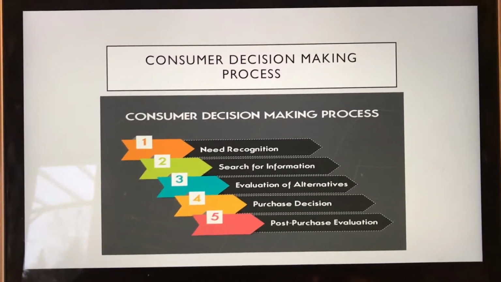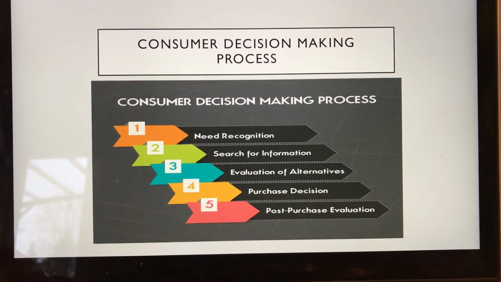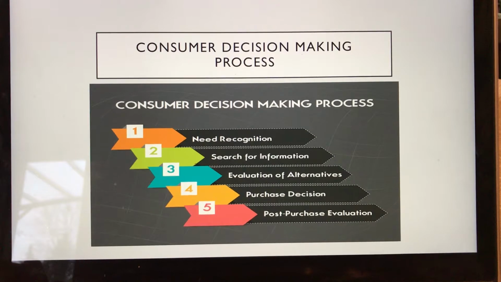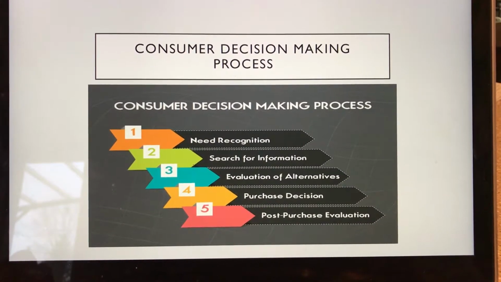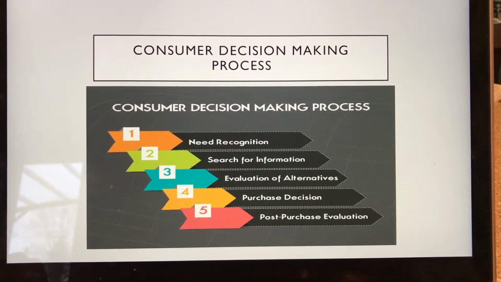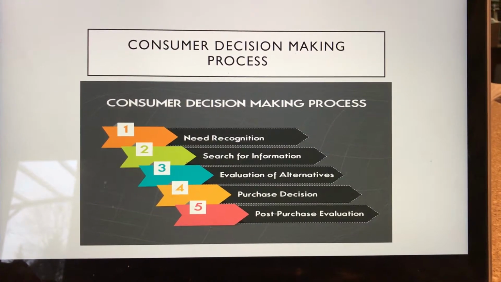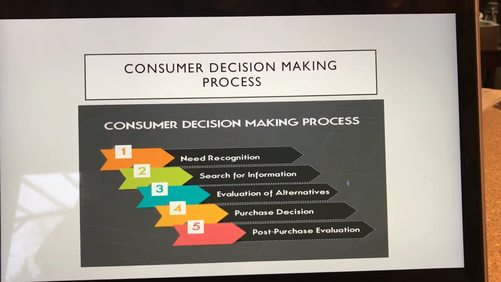So the consumer decision making process, as I stated, is broken down into 5 steps. The first step is needs recognition. The second step is search for information. The third step is evaluation of alternatives. The fourth step is purchase decision, and the 5th is the post-purchase evaluation.